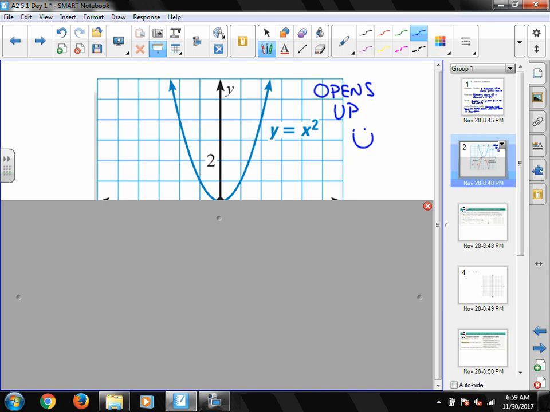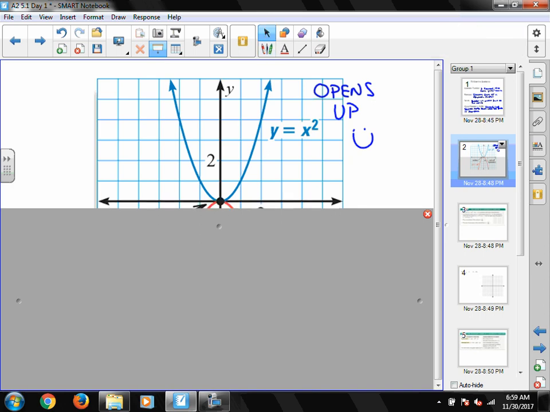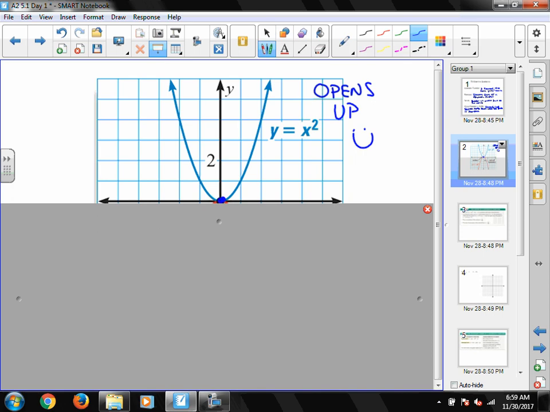Then, and I think it's already labeled here, this low point right here, this is our vertex. One thing about these when we graph them: they are rounded. They are not pointed like an absolute value graph. They're not a V shape. They're going to be a U shape, so they come to a round. But that low point right there is still what we call the vertex.